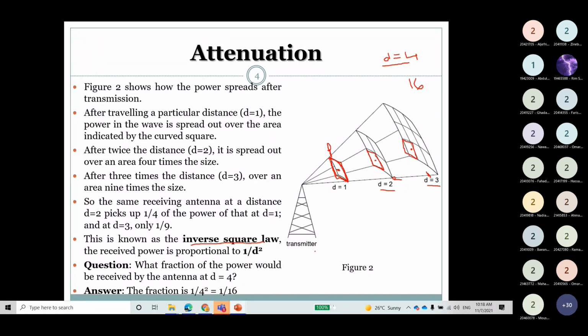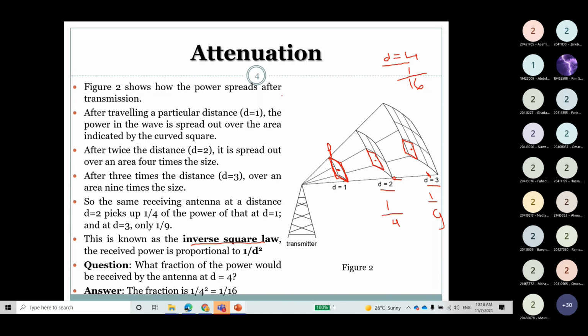So the received power is proportional to 1 divided by the square of the distance. You can see here, when d is equal to 2, 1 divided by 4. When d is equal to 3, 1 divided by 9. When d is equal to 4, 1 divided by 16. This is the power that will be attenuated, will be divided by this number.